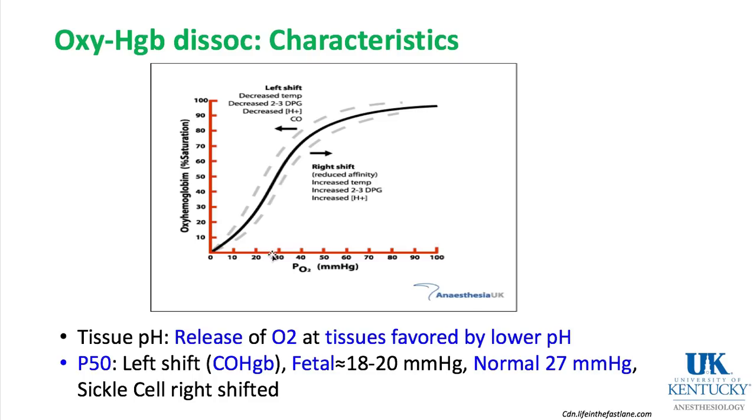Now, tissue pH, if it becomes very acidotic, is one of the things that causes a right shift, or more release of oxygen to the tissues.